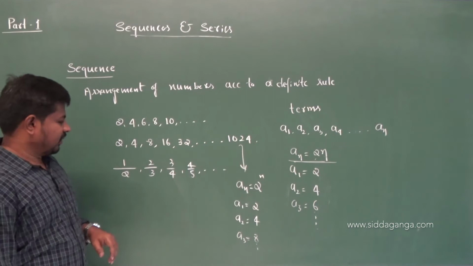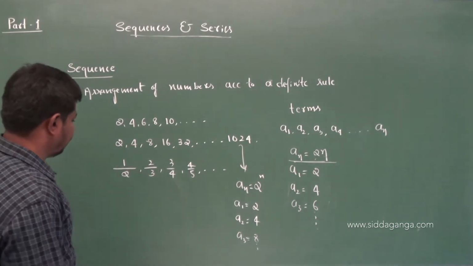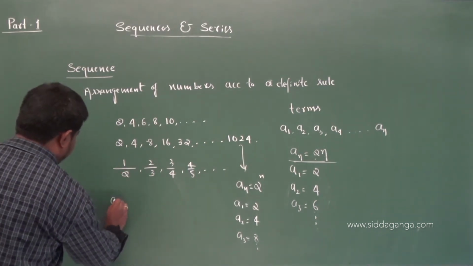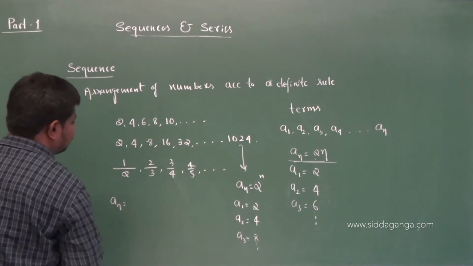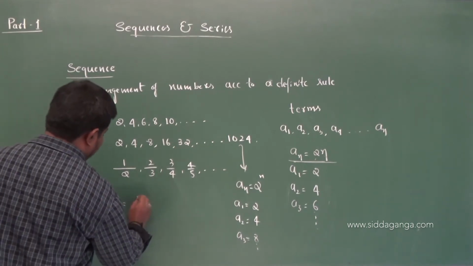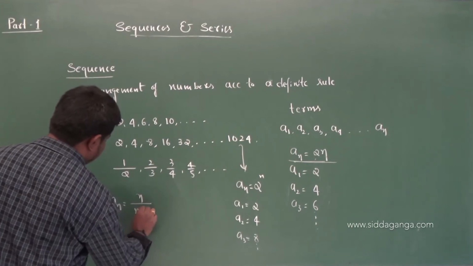And in this case, observe the pattern here. So the nth term of this sequence can be written as n divided by n plus 1.